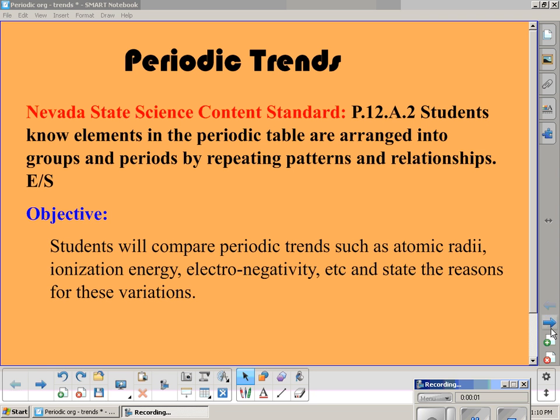Hello and welcome to another chemistry video. Today we're going to talk about periodic trends and a little bit about the table organization. After completing this video, you'll be able to compare periodic trends such as atomic radii, ionization energy, electronegativity, etc., and state the reasons for these variations.